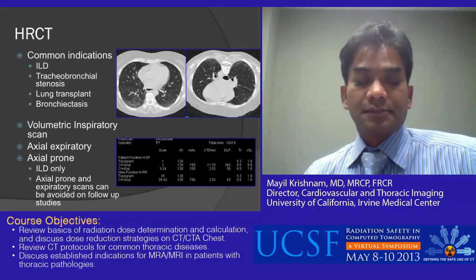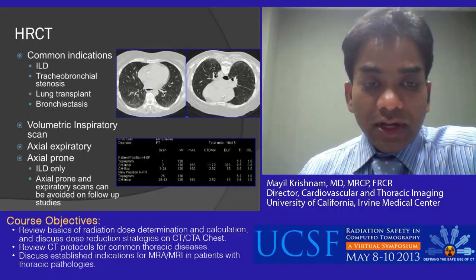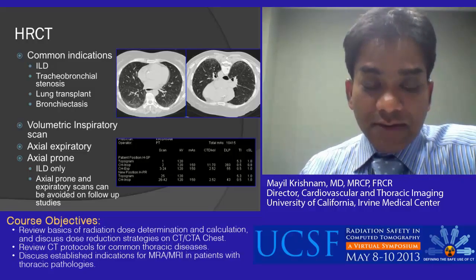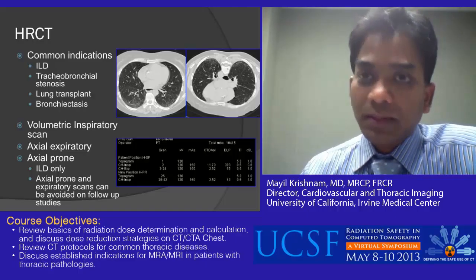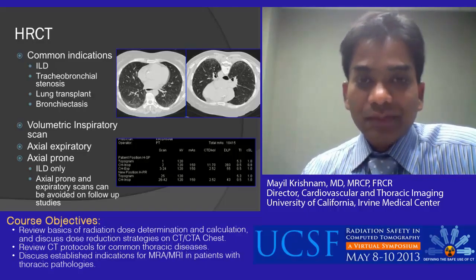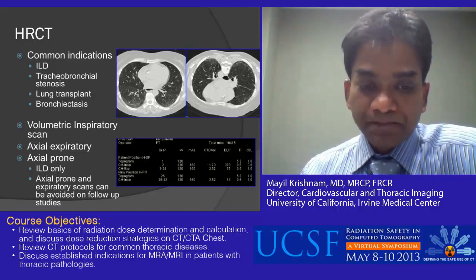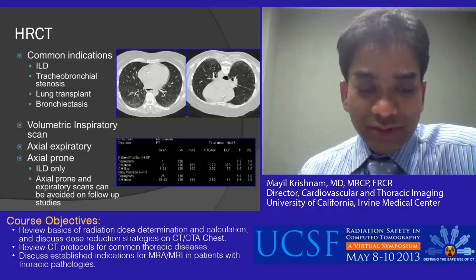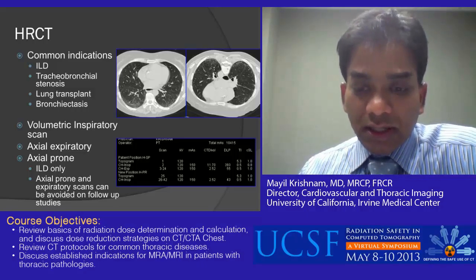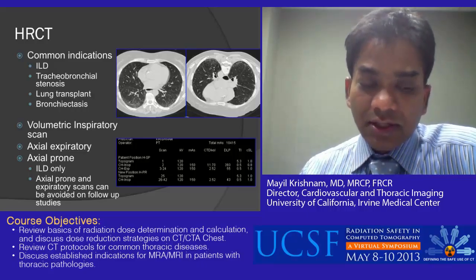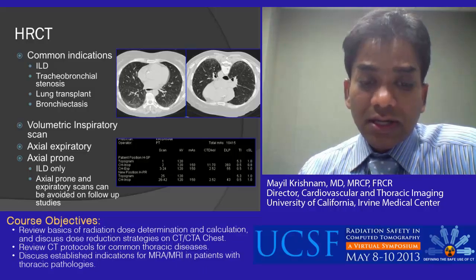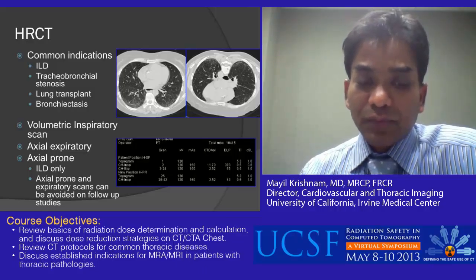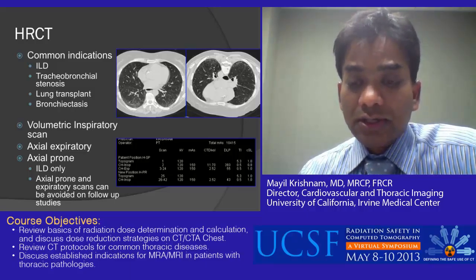Next slide. Common indications for high-resolution chest CT are interstitial lung disease, tracheobronchial stenosis, tracheobronchial malacia, lung transplant, bronchiectasis, and COPD. We routinely perform volumetric inspiratory scan, which gives higher dose than axial scan. However, we use axial scans for expiratory air trapping and for prone images. Prone images are performed from carina to diaphragm.